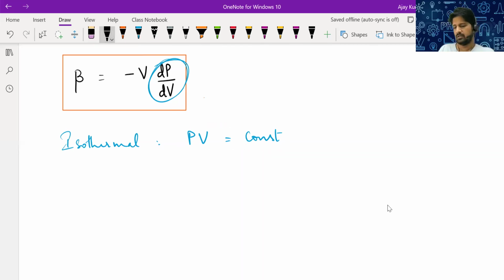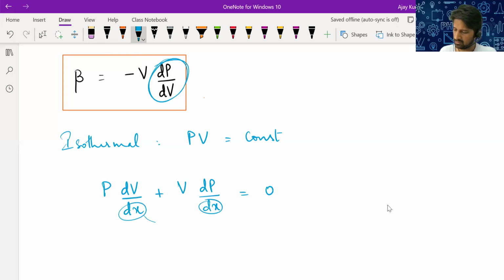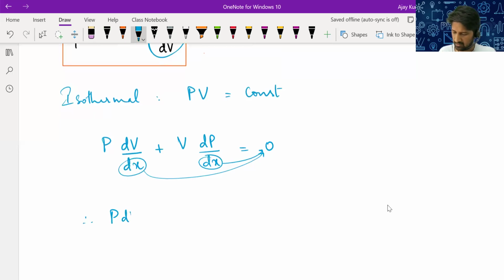Now pressure is variable, volume is also variable. So there are two variables, and you need to differentiate this. So you'll have to apply the product rule. How to differentiate the product of two variables? Keep the first one constant, differentiate the second one. You can differentiate with respect to any variable you like. Plus, keep the second one constant and differentiate the first one. And the right hand side is a constant. Constant derivative is anyway 0. Therefore, P dV plus V dP becomes 0.